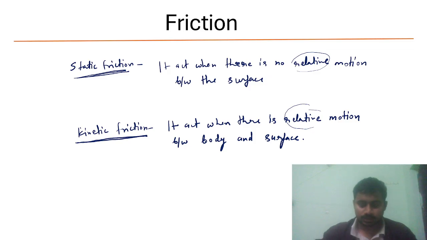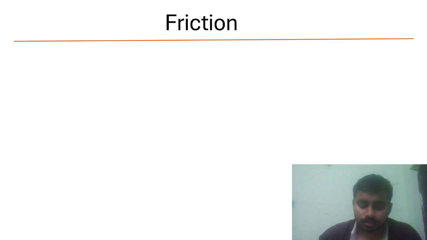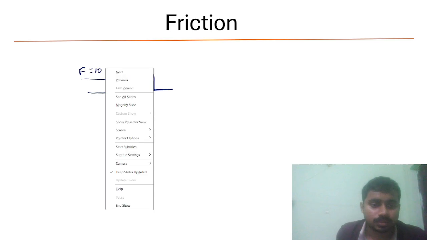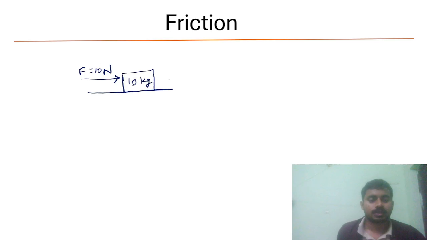Now let's see these concepts with numericals so that we can understand them in more depth. Let's say there is a surface and here is a mass of 10 kg, and we are applying a force of 10 Newton. They have given that the coefficient of static friction is 0.4 and the coefficient of kinetic friction is 0.3.